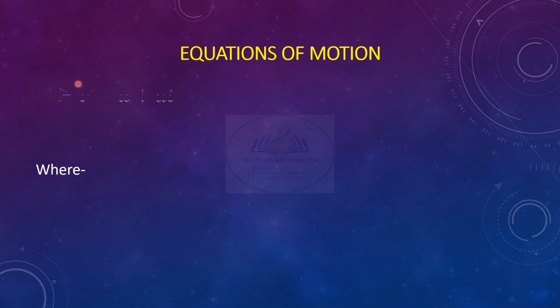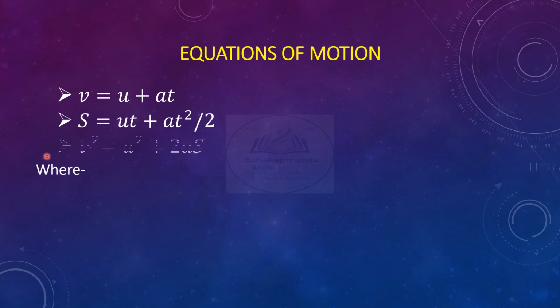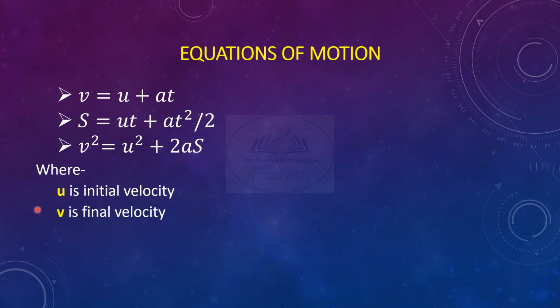Equations of motion. First one is v = u + at. Second is s = ut + ½at². And the third one is v² = u² + 2as, where u is the initial velocity, v is final velocity, a is acceleration, s is displacement, t is time.